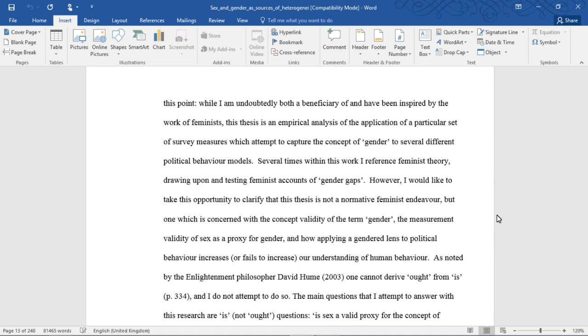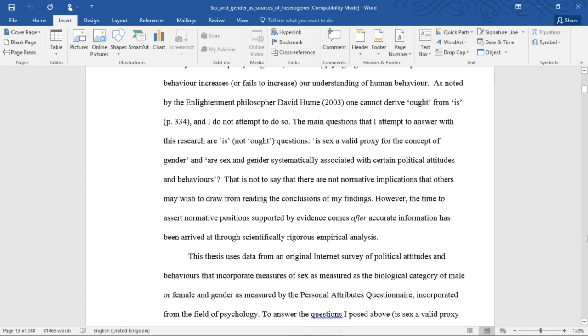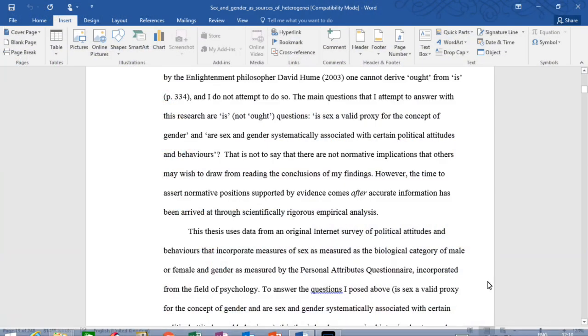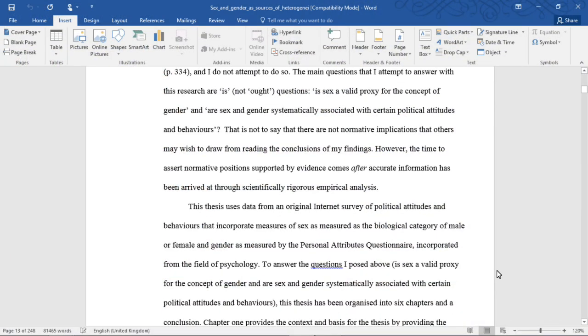but one which is concerned with the concept validity of the term gender, the measurement validity of sex as a proxy for gender, and how applying a gendered lens to political behavior increases or fails to increase our understanding of human behavior. As noted by the Enlightenment philosopher David Hume, one cannot derive ought from is, and I do not attempt to do so. The main questions that I attempt to answer with this research are is not ought questions: is sex a valid proxy for the concept of gender, and are sex and gender systematically associated with certain political attitudes and behaviors? That is not to say that there are not normative implications that others may wish to draw from reading my conclusions. However, the time to assert normative positions supported by evidence comes after accurate information has been arrived at through scientifically rigorous empirical analysis.